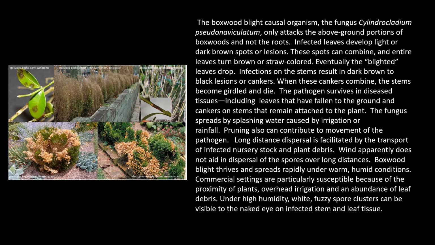Boxwood blight thrives and spreads rapidly under warm, humid conditions. Commercial settings are particularly susceptible because of the proximity of plants, overhead irrigation, and an abundance of leaf debris. Under high humidity, white fuzzy spore clusters can be visible to the naked eye on infected stem and leaf tissue.